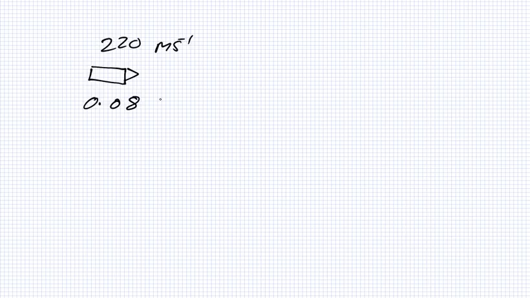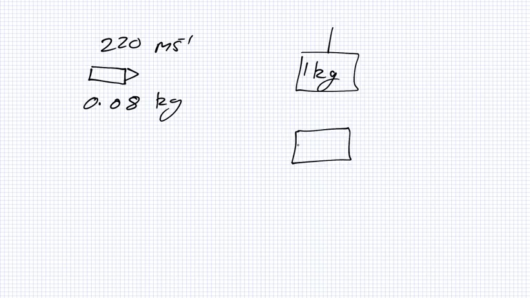Right, so what's happening here is we have our bullet going at 220 meters per second, and its mass is 0.08 kilograms. The 1 kilogram block is at rest, and afterwards the bullet becomes embedded into the block, so the block now has a mass of 1.08 kilograms and will move away at some speed which we'll call x.